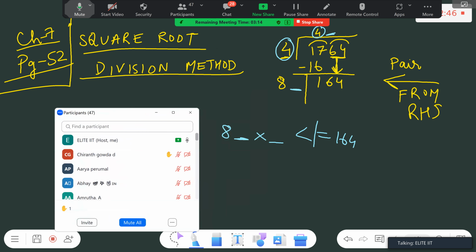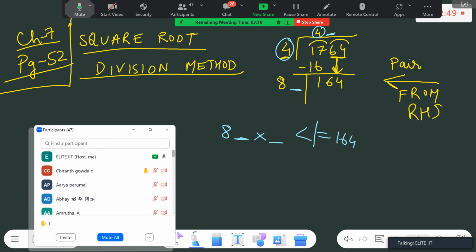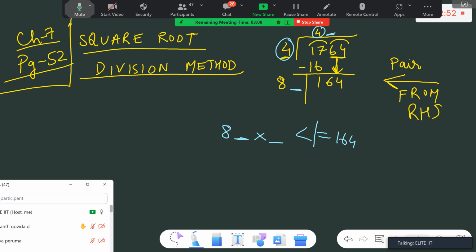After our new dividend becomes 164, we have to write our new divisor. The very first digit of the new divisor will be from our old digits that we used, 4 into 4. Earlier we did 4 into 4, 16. This time we will add 4 and 4 to make this new digit 8. So our old 4 and 4 will be added to make the first part of the new divisor 8. Okay.